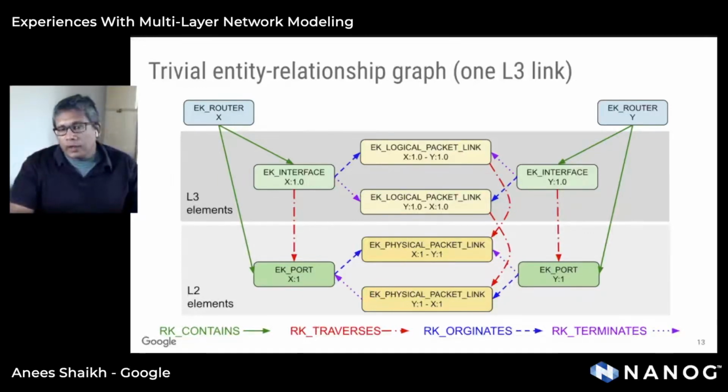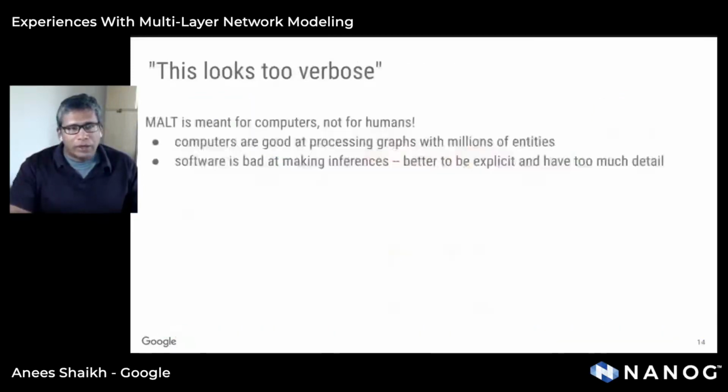So we need all of these entities and relationships, and this isn't even the full set, to capture a single layer 3 adjacency. And so you might think, well, boy, this looks pretty complex and too verbose. But I guess the rationale is that really what we're building are systems that enable us to build software to help automate the configuration and management of these things. So, we know that computers are really good at processing large-scale graphs with potentially millions of entities and lots of relationships, but software is really poor at figuring out what's actually going on. You have to be super explicit, provide as much detail as needed to get the right outcomes.